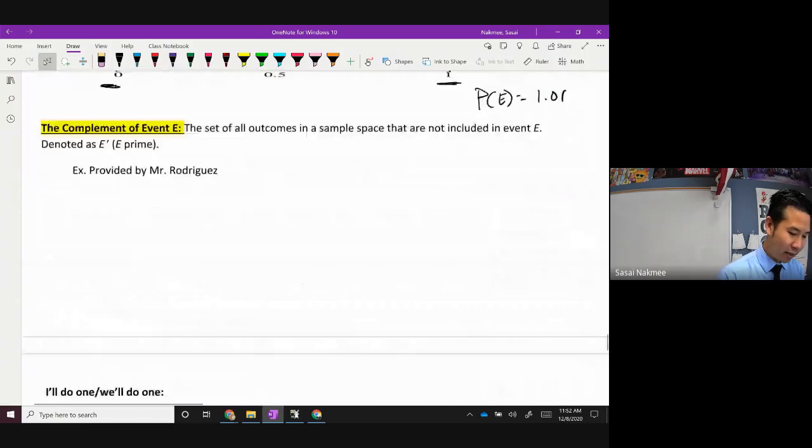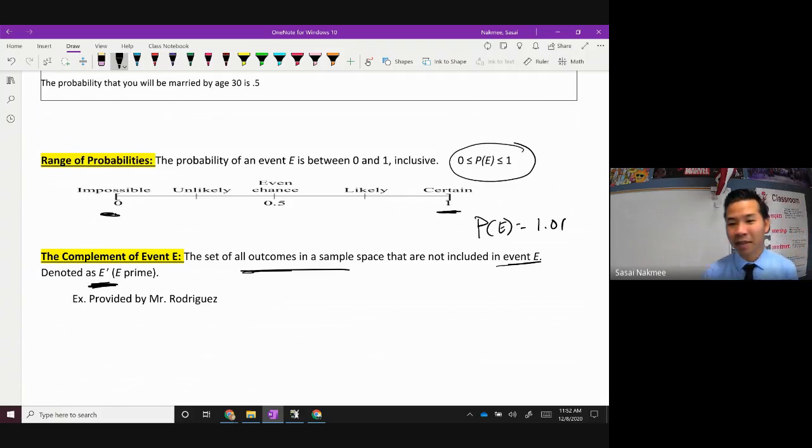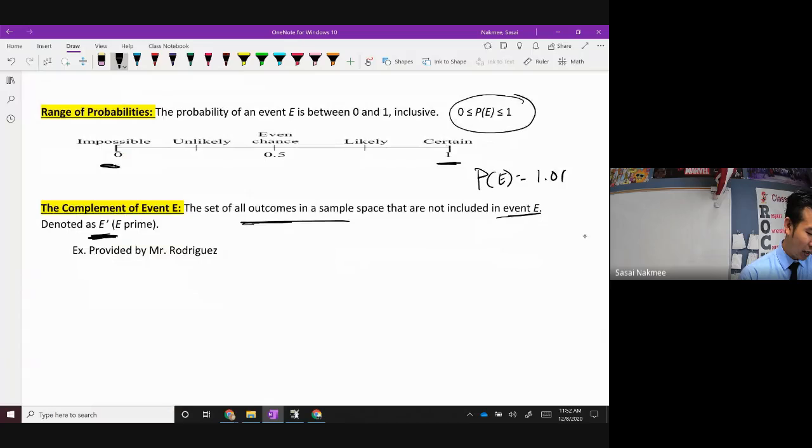Let's take a look at this last example. I'm going to run out of time. Yeah, it'll be okay. The complement of an event is the set of all outcomes in the sample space that are not included in the event, denoted as E prime. So what I want you to see here, it's supposed to be Mr. Rodriguez. No, he's not going to be showing you that. It's going to be Mr. Knockme who's going to show you this example.